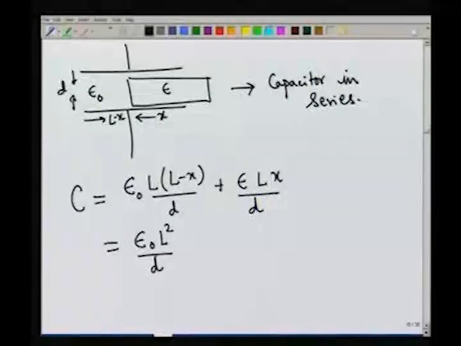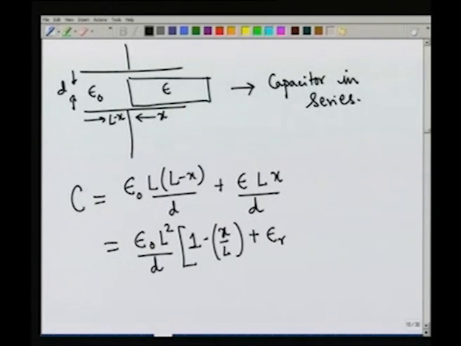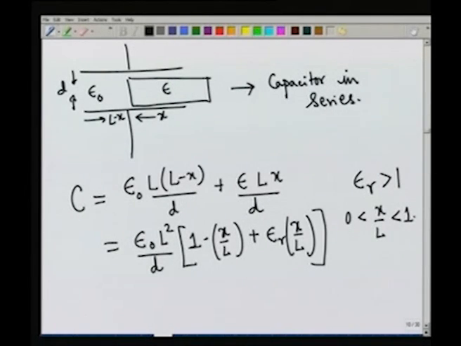If I pulled out this epsilon naught L squared by d, that would have been the capacitance in the absence of the medium. So if I were to collect terms, I am going to get 1 minus x by L plus epsilon by epsilon naught, which is nothing but epsilon r or k, times x by L. This is the expression. So let us be very clear about what we are doing. The statement that we have is that epsilon r is greater than 1, and 0 is less than x by L is less than 1. The geometry is very clear. So if you feel like, this can be simply written as C naught times 1 plus epsilon r minus 1 into x by L.